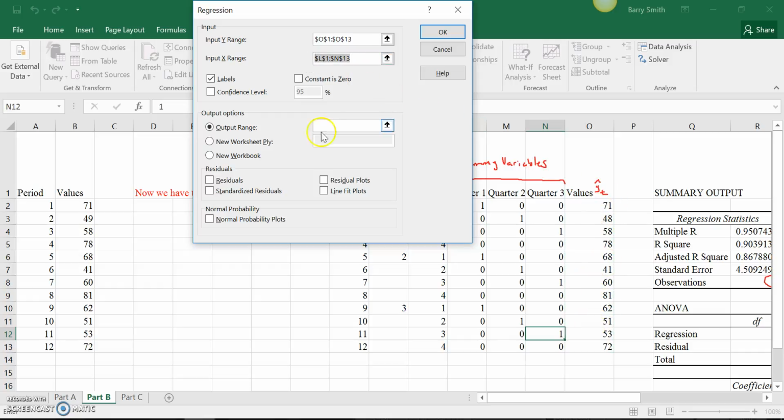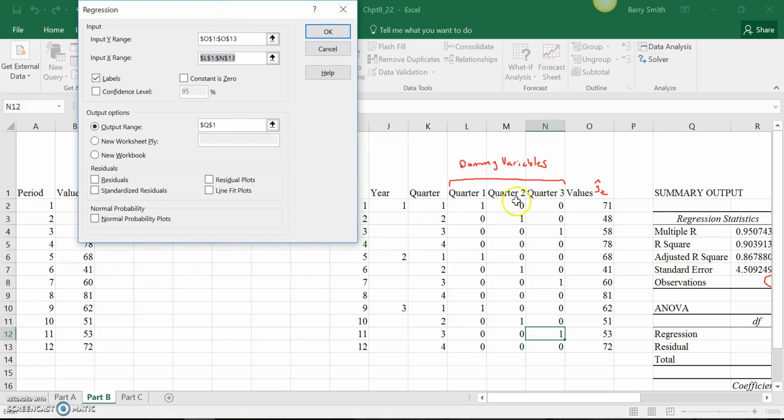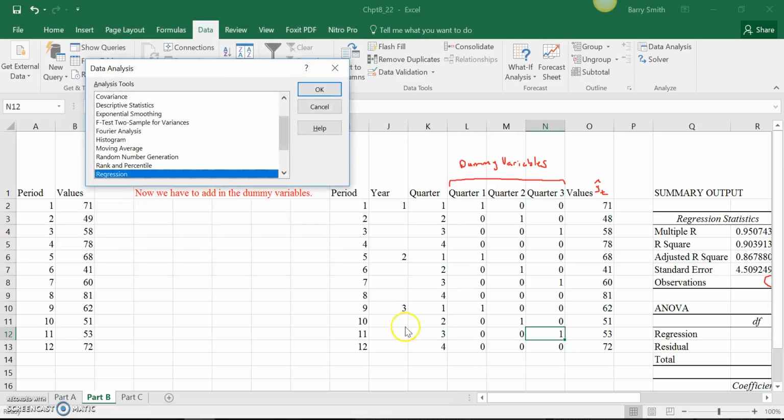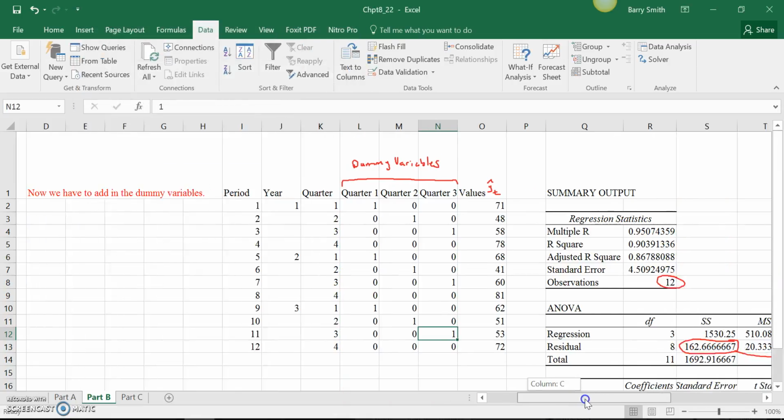And our x are going to actually be all of our quarters, which are the dummy variables. We're going to have labels in them because we chose to have that up there. We'll put the output range here, and that's really all we need. We don't need any residuals or anything for this one. And so then I would say OK, which I'm not going to do because I've already got it done over here.